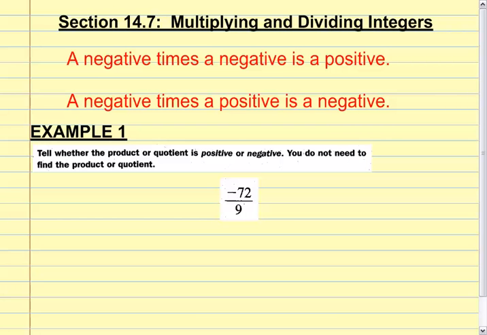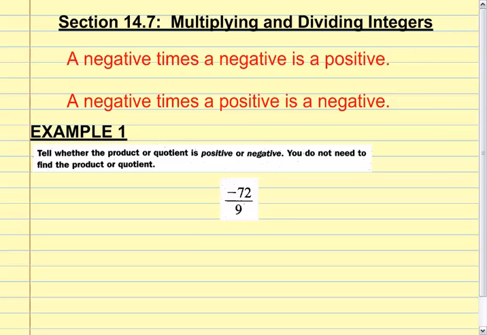That's it. Okay? So when you look at this first one, example number 1, it says, tell whether the product or quotient is positive or negative. You do not have to find the product or quotient. First of all, for your homework tonight, go ahead and find the product and quotient. Go ahead and figure it out. Okay? But we're going to take it in 2 steps here.